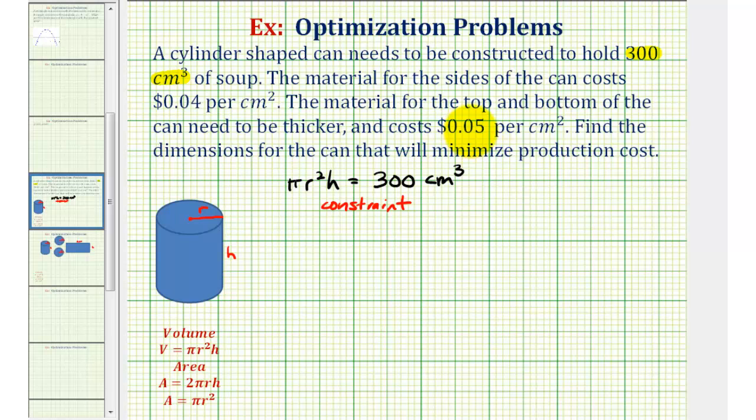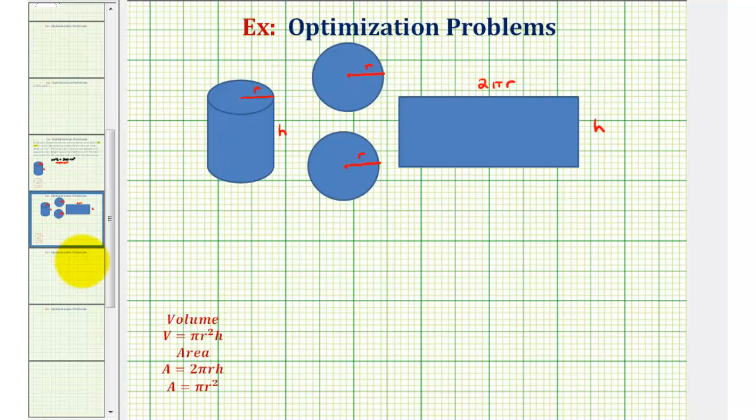Next, the cost function involves the surface area of the cylinder, as well as different costs for the top, bottom, and side of the can. So let's first talk about the surface area of our cylinder. If you can imagine cutting out the top and bottom of the can, and then slicing the side and unrolling the side, hopefully you can visualize that it would look something like this, where this would be the top and the bottom, and this would be the side of the can. Notice how the radius for the two circles and the cylinder would be the same. The height of the can would give us this length of the rectangle.